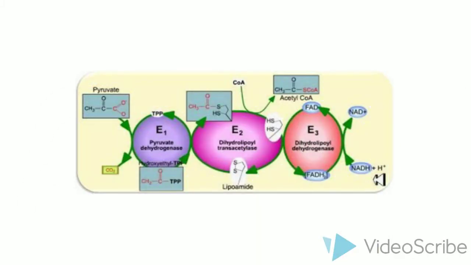The PDC takes pyruvate, and using a cofactor called NAD+, and a molecule of coenzyme A, it creates acetyl coenzyme A and carbon dioxide. The acetyl coenzyme A is able to enter the citric acid cycle and produce ATP, GTP, and reduce cofactors NADH and FADH2.